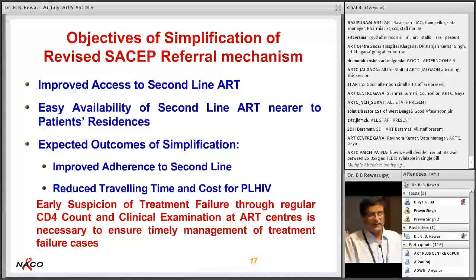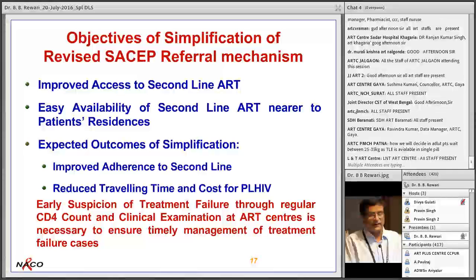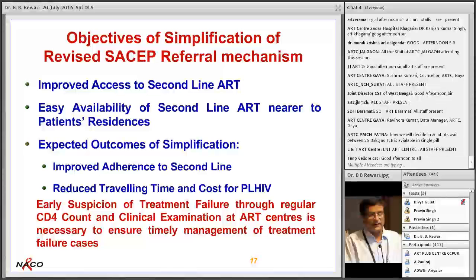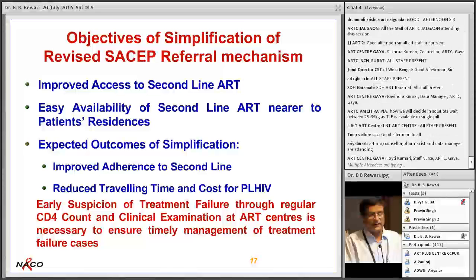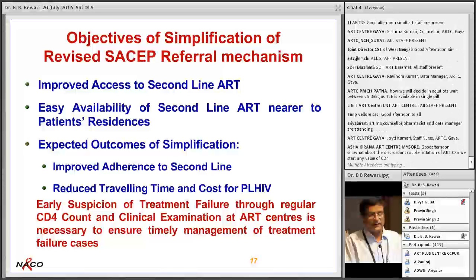I've just got a question about what to decide in an adult patient between 25 to 35 kg. I will reply to you on mail, but this guidance has already been given. I had requested people to focus on the session that is being given. Patna MCH, please note we are discussing the revised SACEP mechanism. So you focus on the current topic, and you can keep on asking questions after the session, which will be replied to. But this will derail if I go on to questions which are unrelated.